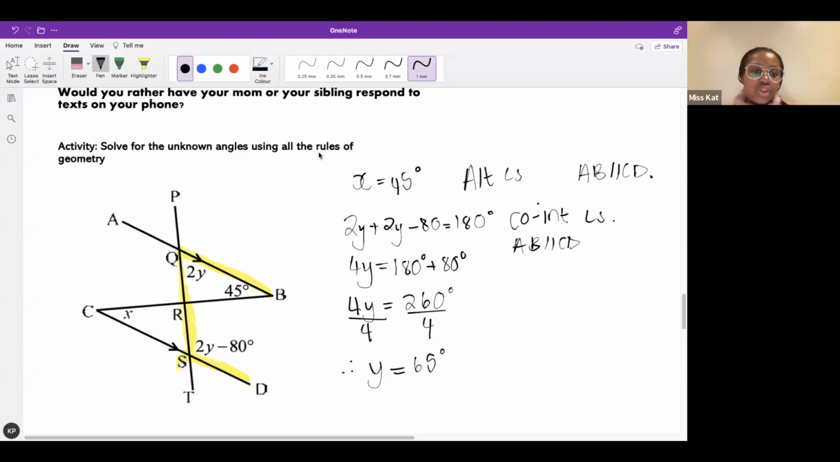Guys, do we see the U for co-interior angles? Do you have a question? Hello? Okay.